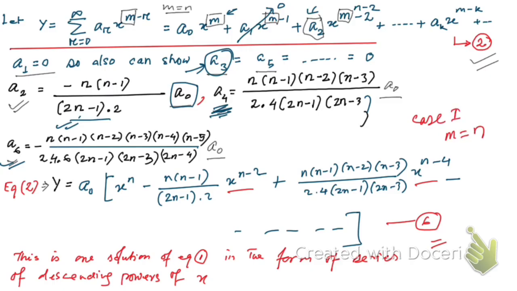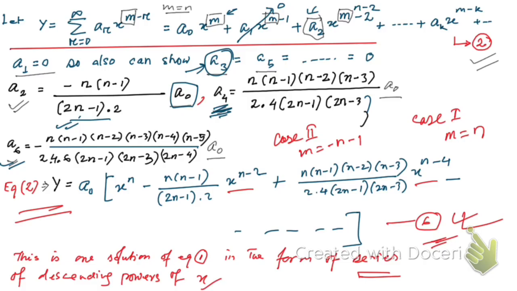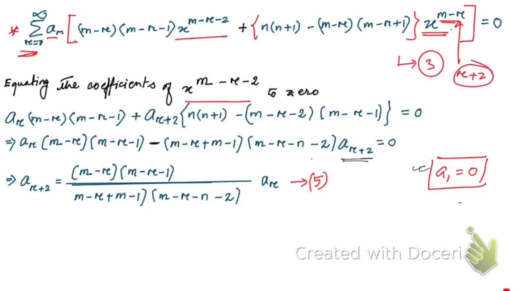Now we have to solve it for case 2, that is m is equal to minus n minus 1. Okay, so for that case, let me go back to the slide where we have got equation number 5. So we have already got one solution for case 1. We're gonna have another solution in the form of series of descending powers of x. So this is equation number 5.